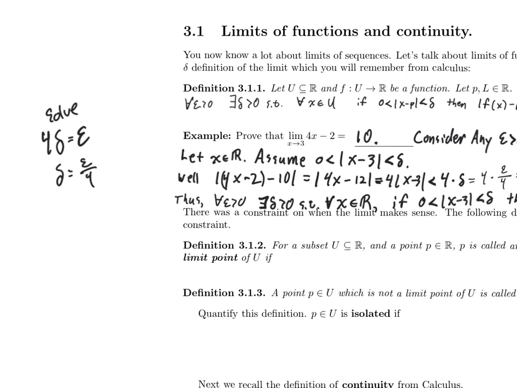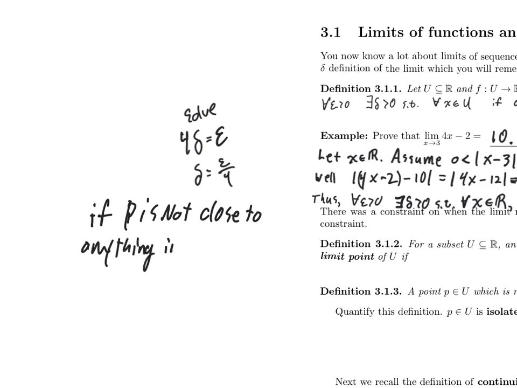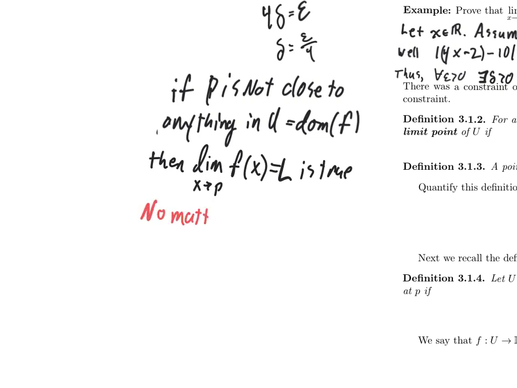So let's just write that in words. Again, this will be informal. So if p is not close to anything in U, which, remember, is going to be the domain of the function, then the limit as x approaches p of f of x equals L is true, and maybe for emphasis, no matter what L you use. And that's really bad.